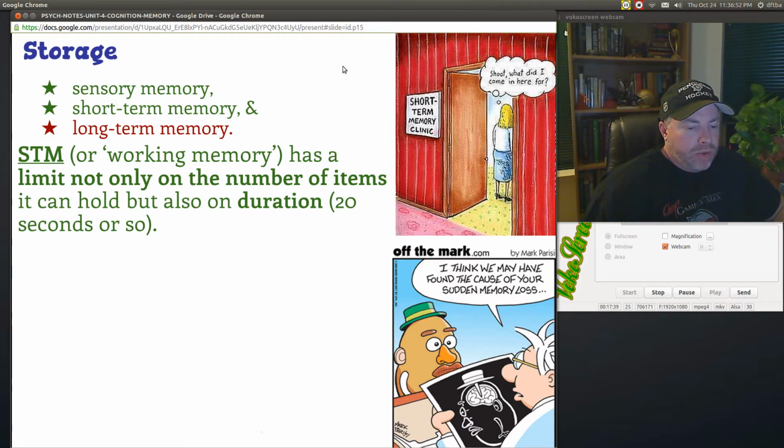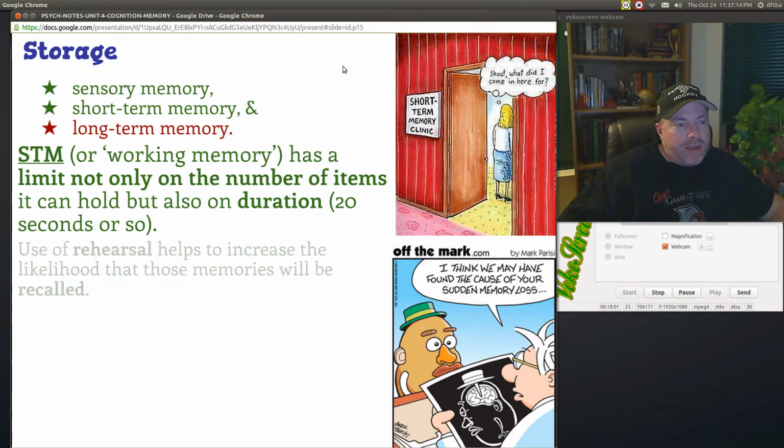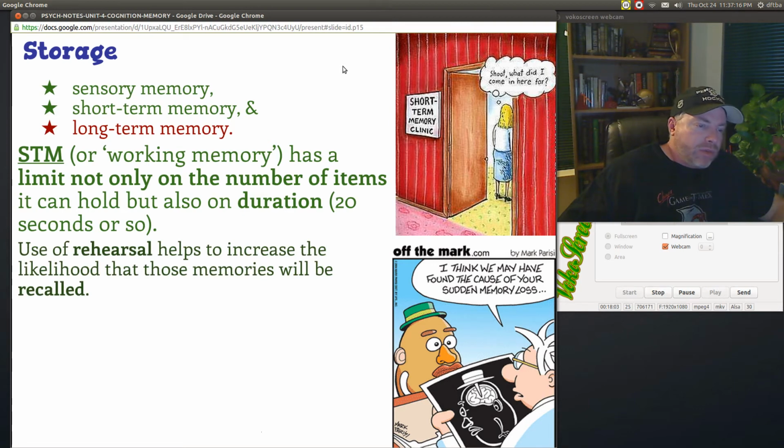of the man who had problems with the lower part of his brain, and his hippocampus was removed. He had no short-term to long-term storage for his memory. And so everything that would happen to him was in 7 to 30-second increments, and then he wouldn't remember what happened before that. He was always living in the present. The use of rehearsal for a regular person would help to increase the likelihood that these memories would be recalled.